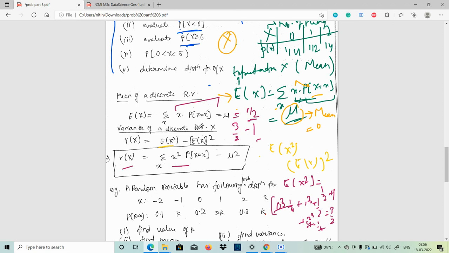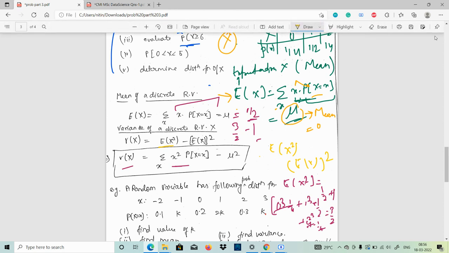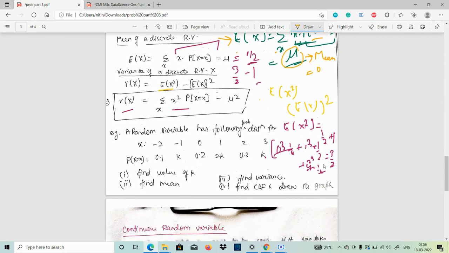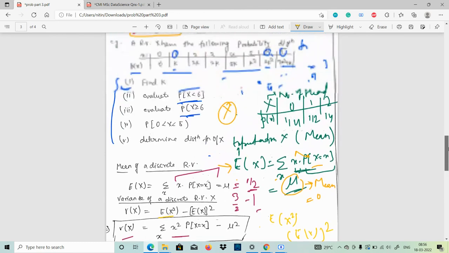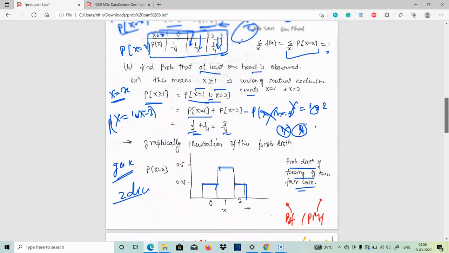So this is the mean and variance of a discrete random variable. This is how you calculate it. In the same way you can find the mean and standard deviation of this particular distribution also. For this distribution you have k given, so you first find k, then the mean and variance, and then you can find the CDF and draw its graph. So these questions you can do by yourself. So what does the graph of the CDF look like? We find some CDF, right?